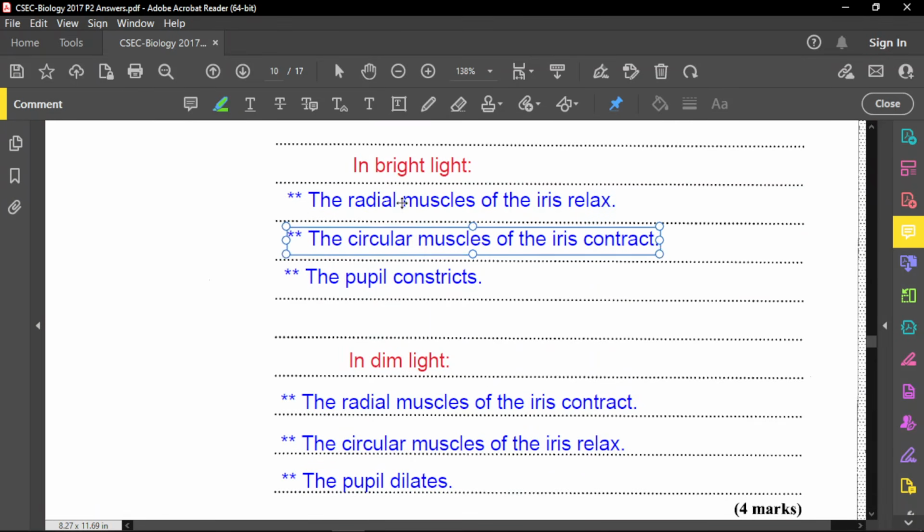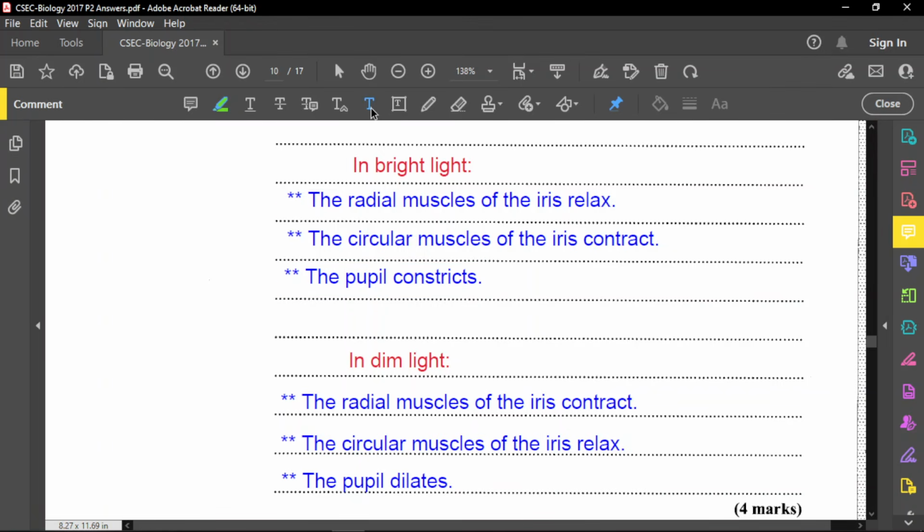And so in bright light, the radial muscles of the iris will relax, while the circular muscles of the iris contract. And because of this, the pupil will constrict. I need to put a point right here. The pupil constricts, decreasing the amount of light entering the eye.